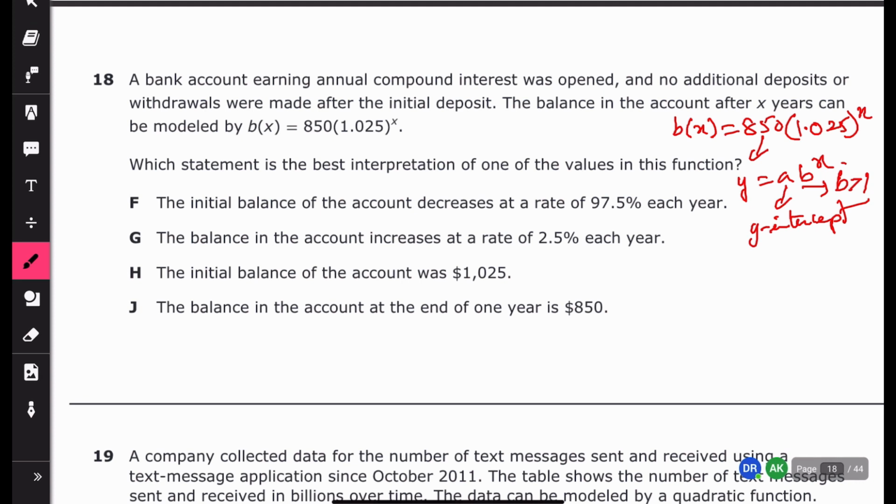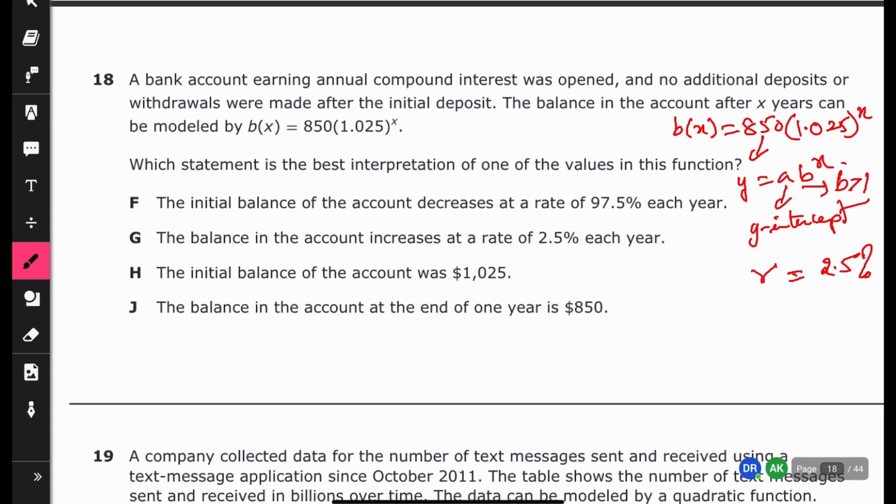So therefore here you have to find which statement is the best interpretation of one of the values in this function. This is also called the common ratio r. So now here what is this r? It is 2.5%, the rate percent is 2.5%. So is it true or not? We'll just see, we'll check for all the values.